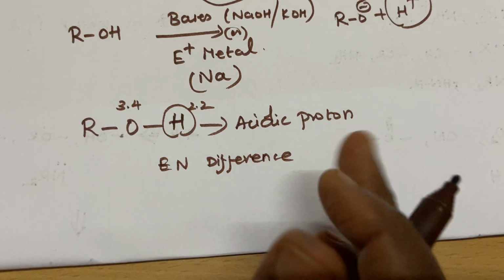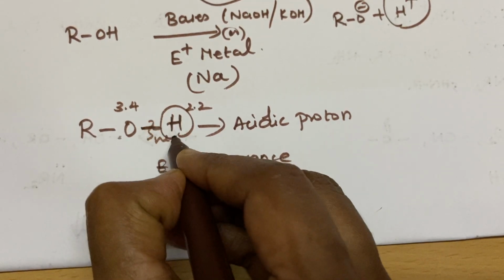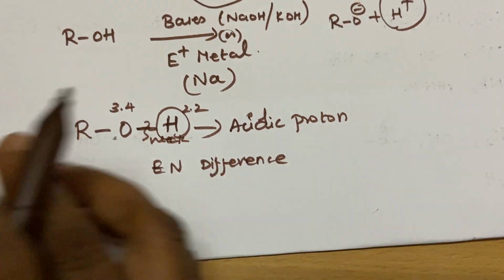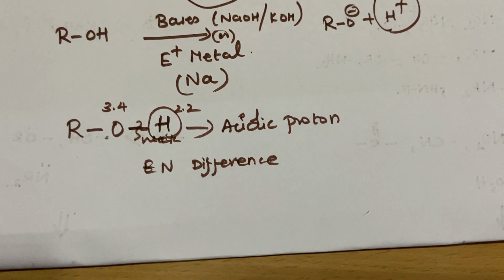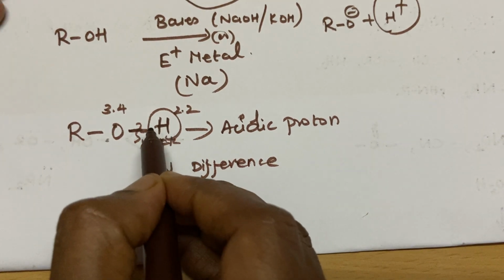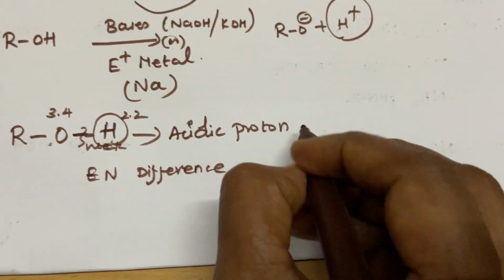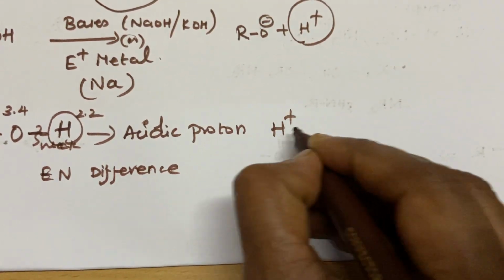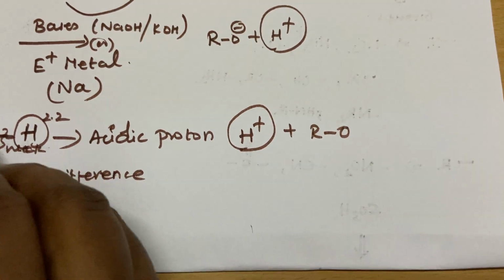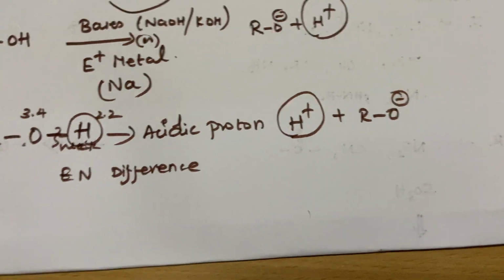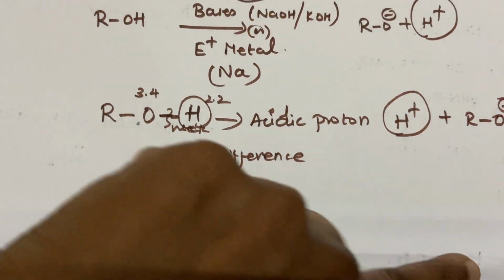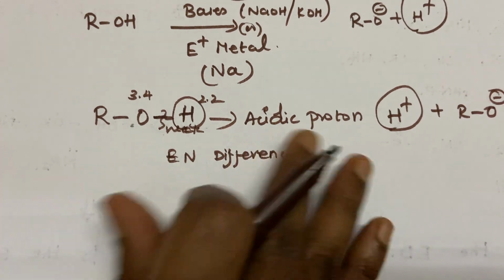This makes the O-H bond very weak, and when it is treated with a base, it easily cleaves. The hydrogen gives its electrons to the oxygen and comes out as a proton, with no electron, leaving RO minus. So this reaction happens due to the huge electronegativity difference between oxygen and hydrogen, so we call it an acidic proton.